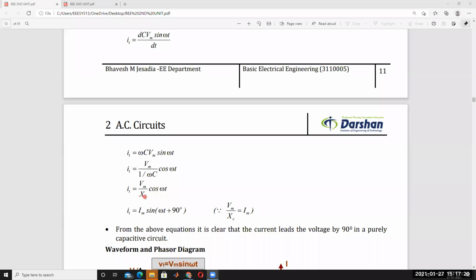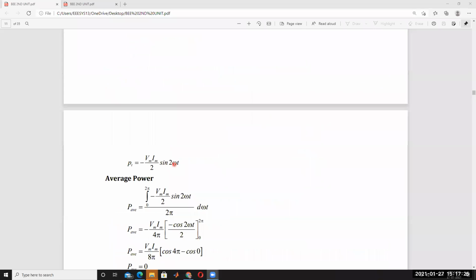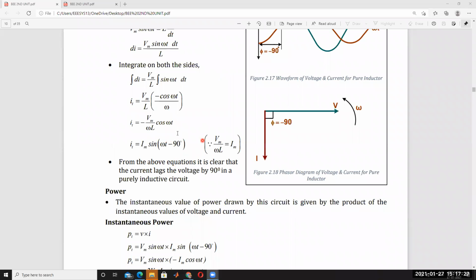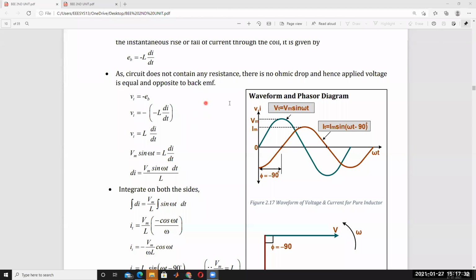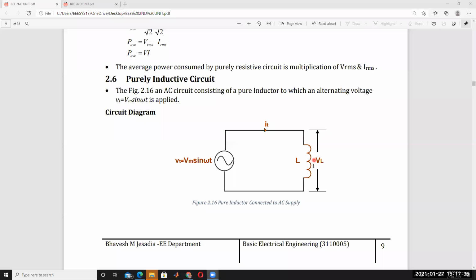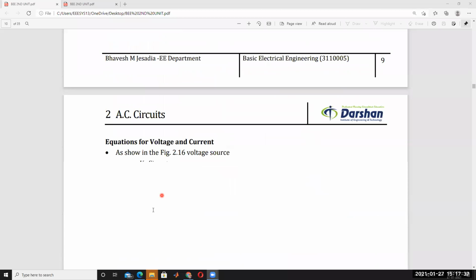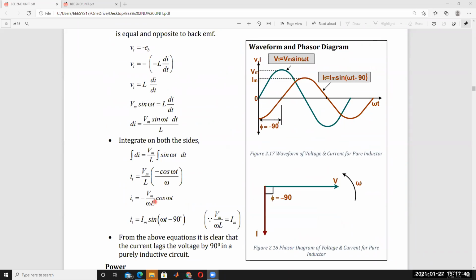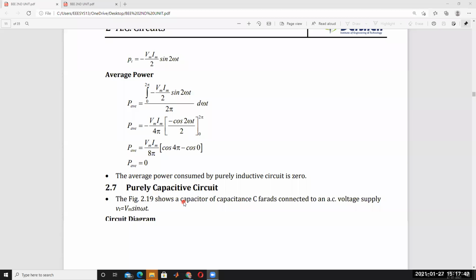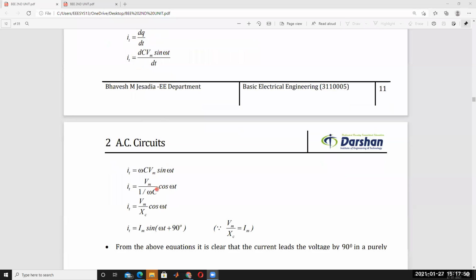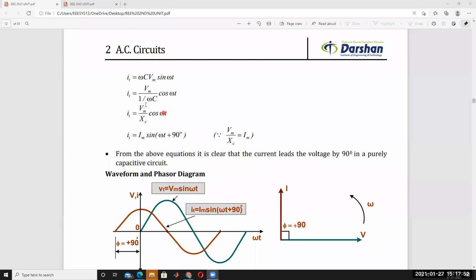Capacitive reactance. For inductive reactance, XL is equal to omega L. Understood? For an inductor it is called XL, the inductive reactance. XL is equal to omega L. Vm by Im is called omega L. That is called XL. For capacitive, it is Xc. Capacitive reactance Xc is equal to 1 by omega C. So 1 by omega C is indicated as Xc.